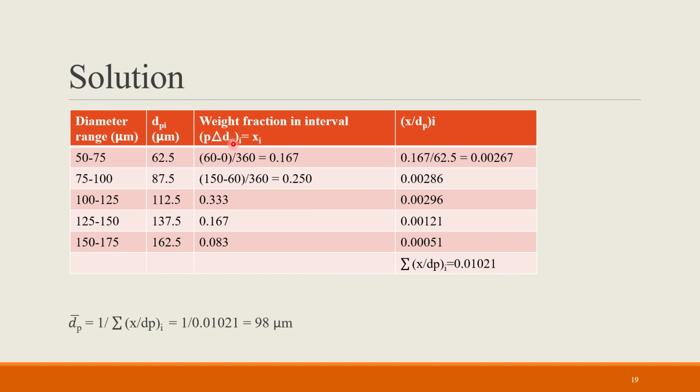So what is the weight fraction of that particle? We have a total of 360 grams. So the answer is 60 by 360. It is 0.167. The mean diameter in that range is (50 plus 75) by 2, that is 125 by 2. It is 62.5. So we calculate x by dp for that particular fraction i. So it is 0.167 by 62.5.